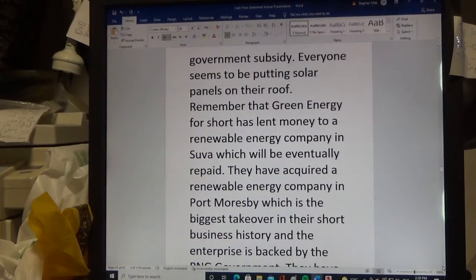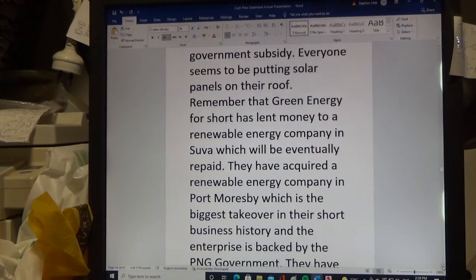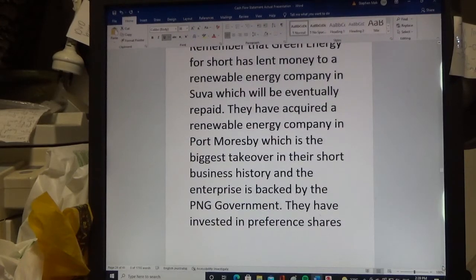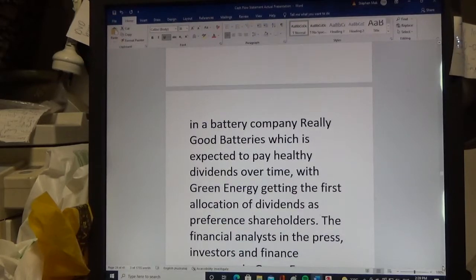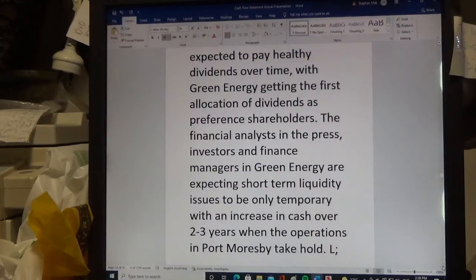Remember that Green Energy, for short, has lent money to a renewable energy company in Suva, which will eventually be paid. They've acquired that entity in Port Moresby, which will yield profits in the long run, and that enterprise, I put in the example, is backed by the PNG government. They have invested in preference shares in really good batteries, which should yield healthy dividends over time. They had to pay their shareholders.